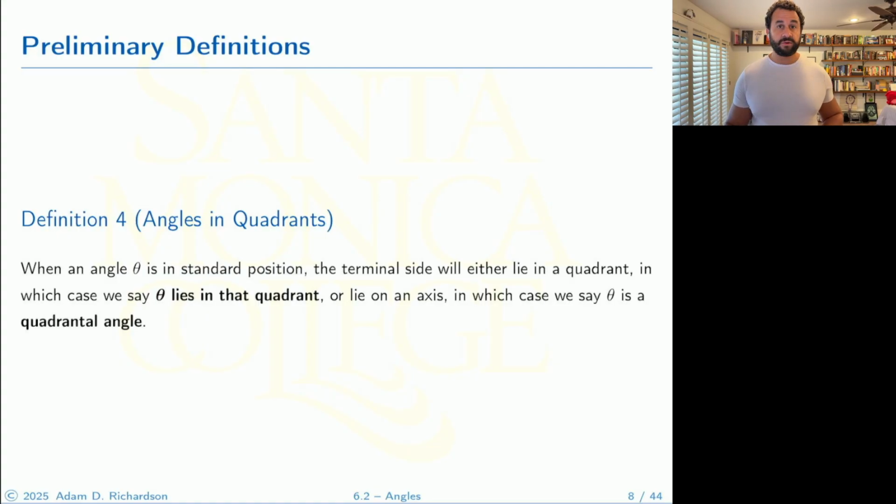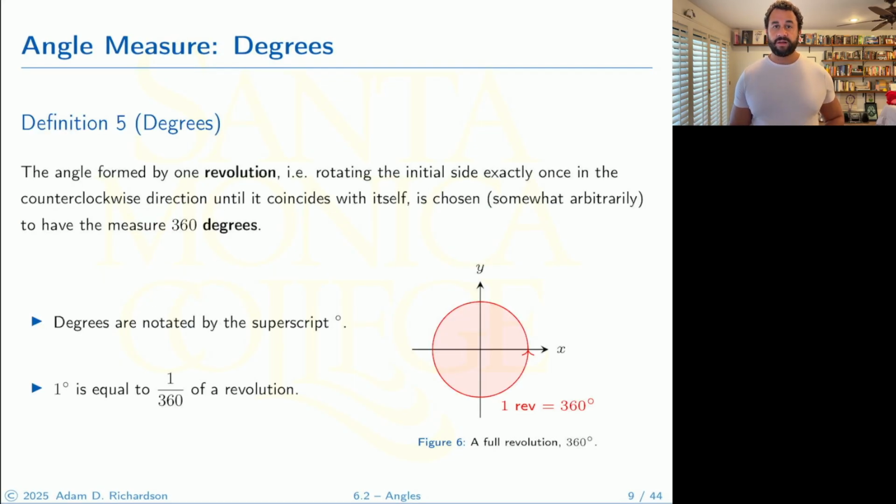All right, so those are the preliminary definitions. I hope those aren't too bad. Next, we're going to talk about degrees. The first way of measuring an angle that we're going to describe is called a degree. And here's the definition. The angle formed by one revolution, meaning rotating the initial side exactly once in the clockwise direction until it coincides with itself, is chosen to have a measure of 360 degrees, these things that we call degrees.